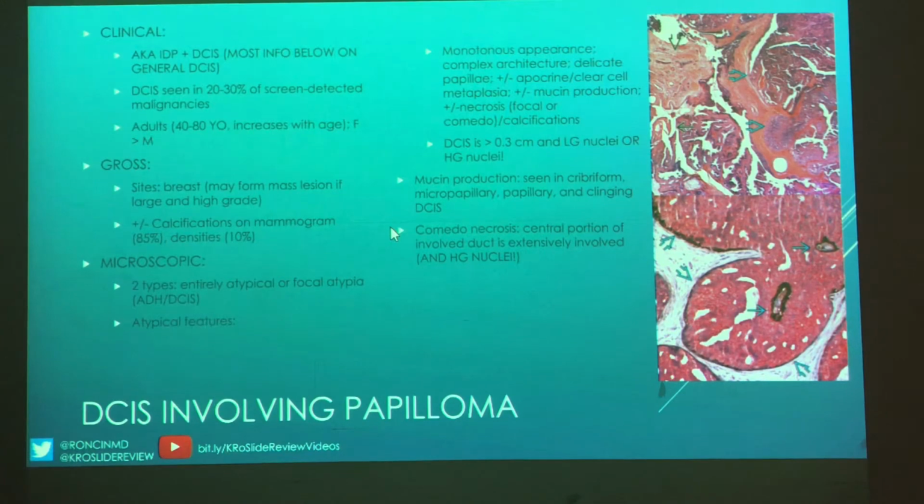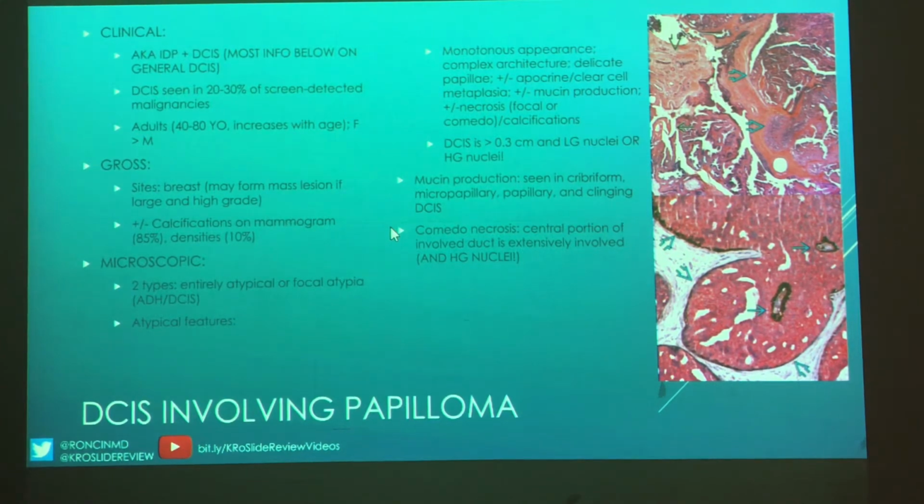All the top information about the microscopic is the same as what we have for the papillary ADH, because it's exactly the same, it's just the size. Either you have something that's bigger than 3 millimeters and it's low-grade nuclei, or you have overt high-grade nuclei and necrosis and all the other stuff we were talking about. With DCIS, you can see mucin. It's frequently seen with cribriform, micropapillary, papillary, and clinging DCIS, so almost half the patterns, with cribriform being the most common.